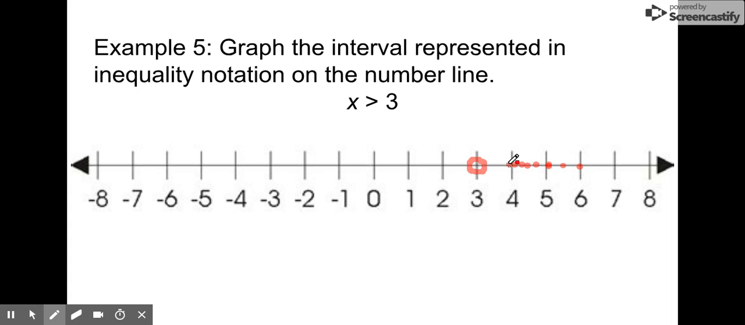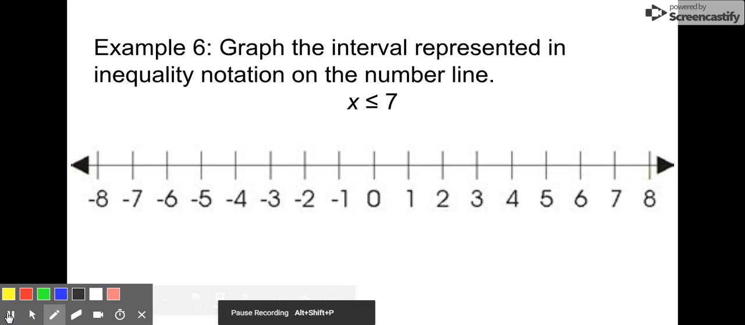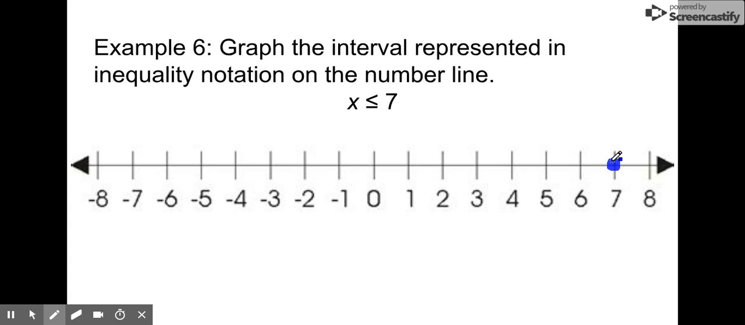And as you start plotting those points, really you're seeing that you should be going to the right, and that's going to represent all the numbers that are bigger than 3. For this one, we want to graph x is less than or equal to 7. So that means that x could be 7. So let's go ahead and put a closed circle at 7.